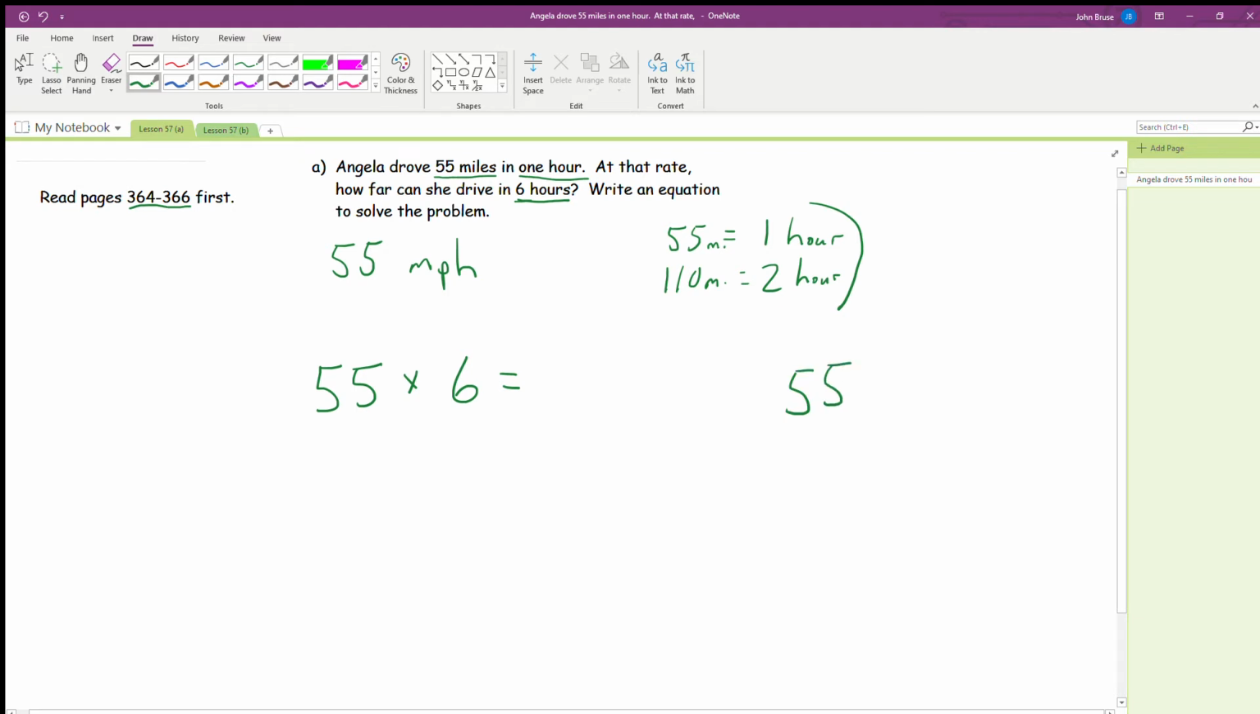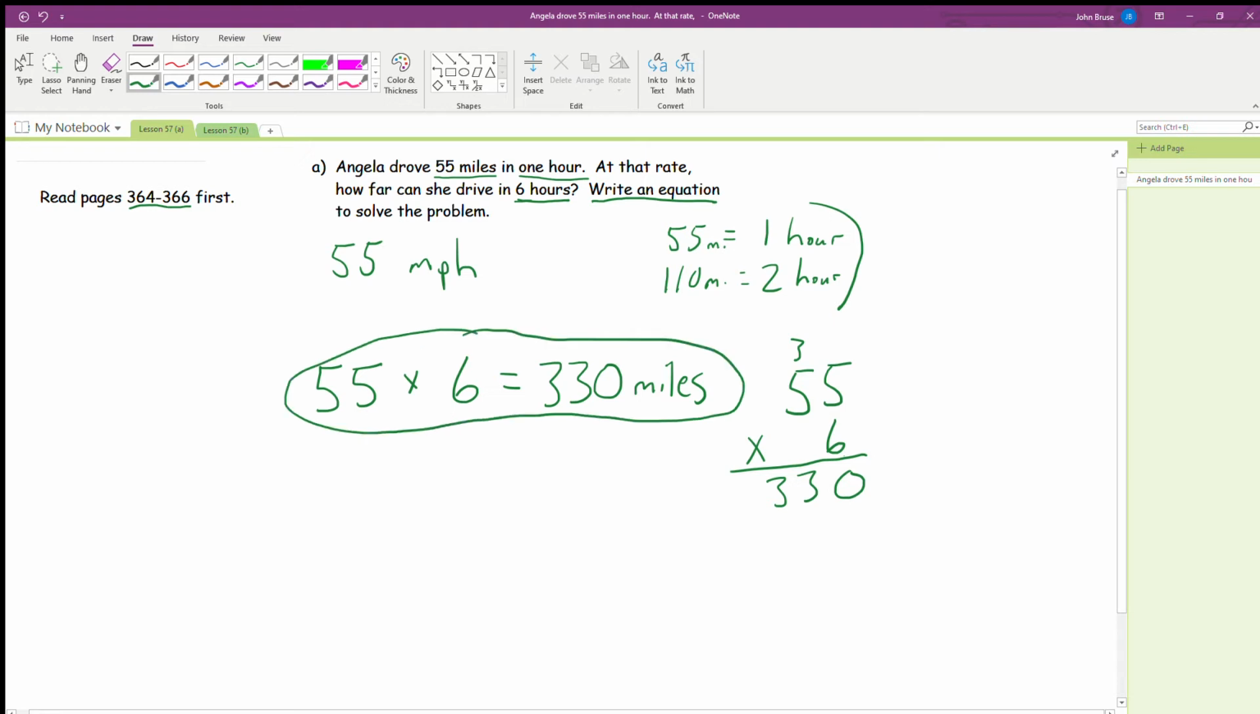55 times 6. Well, 6 times 5 is 30. We're going to carry our 3 tens to the tens column. 6 times 5 tens, or 6 times 5 is 30, but it would actually be 300 if you wrote it down here. But we need to add 3 more tens, so it's going to be 33 tens. So 55 times 6 is 330 miles. So our answer is going to be 330 miles. Now the question asks us to write an equation, so we're going to circle this whole thing here because this includes our equation.